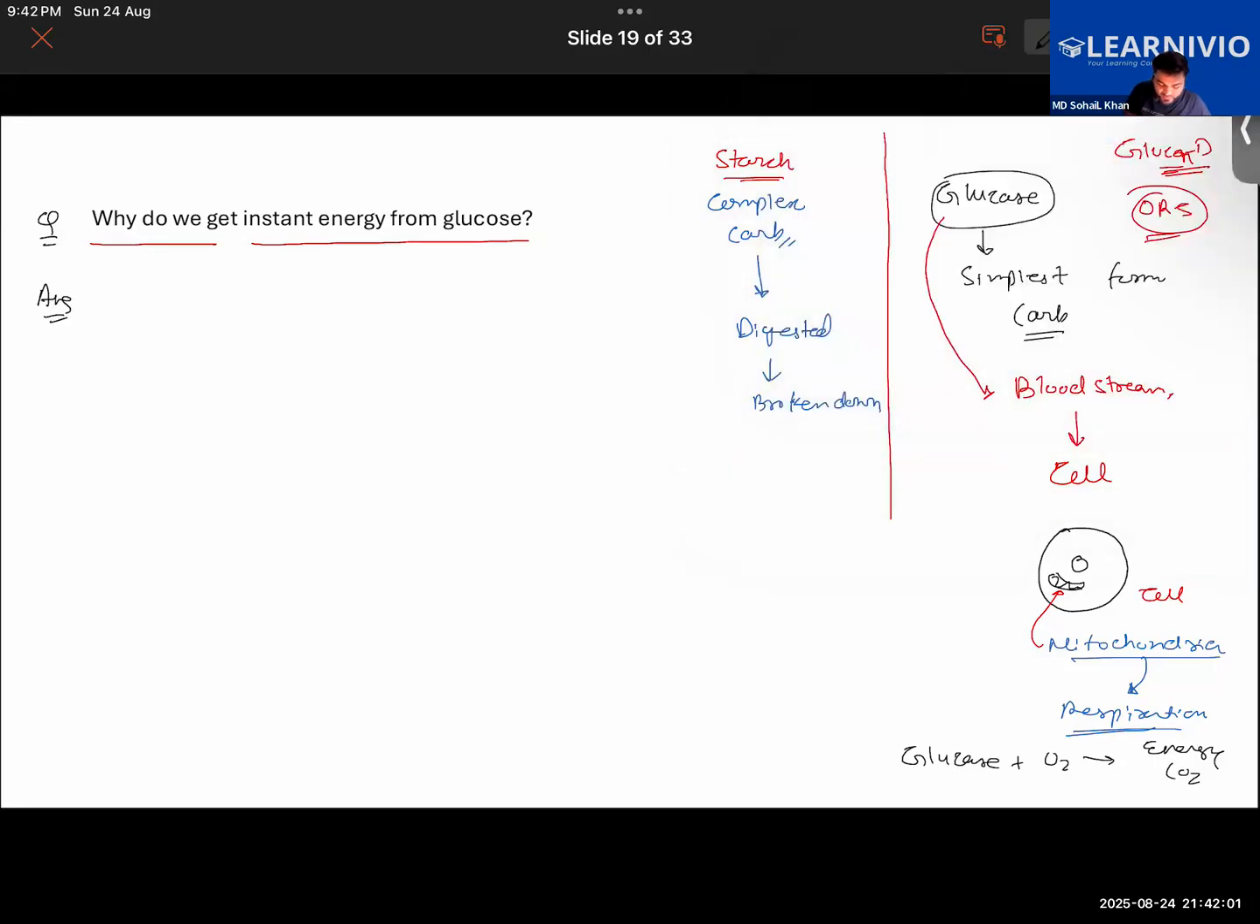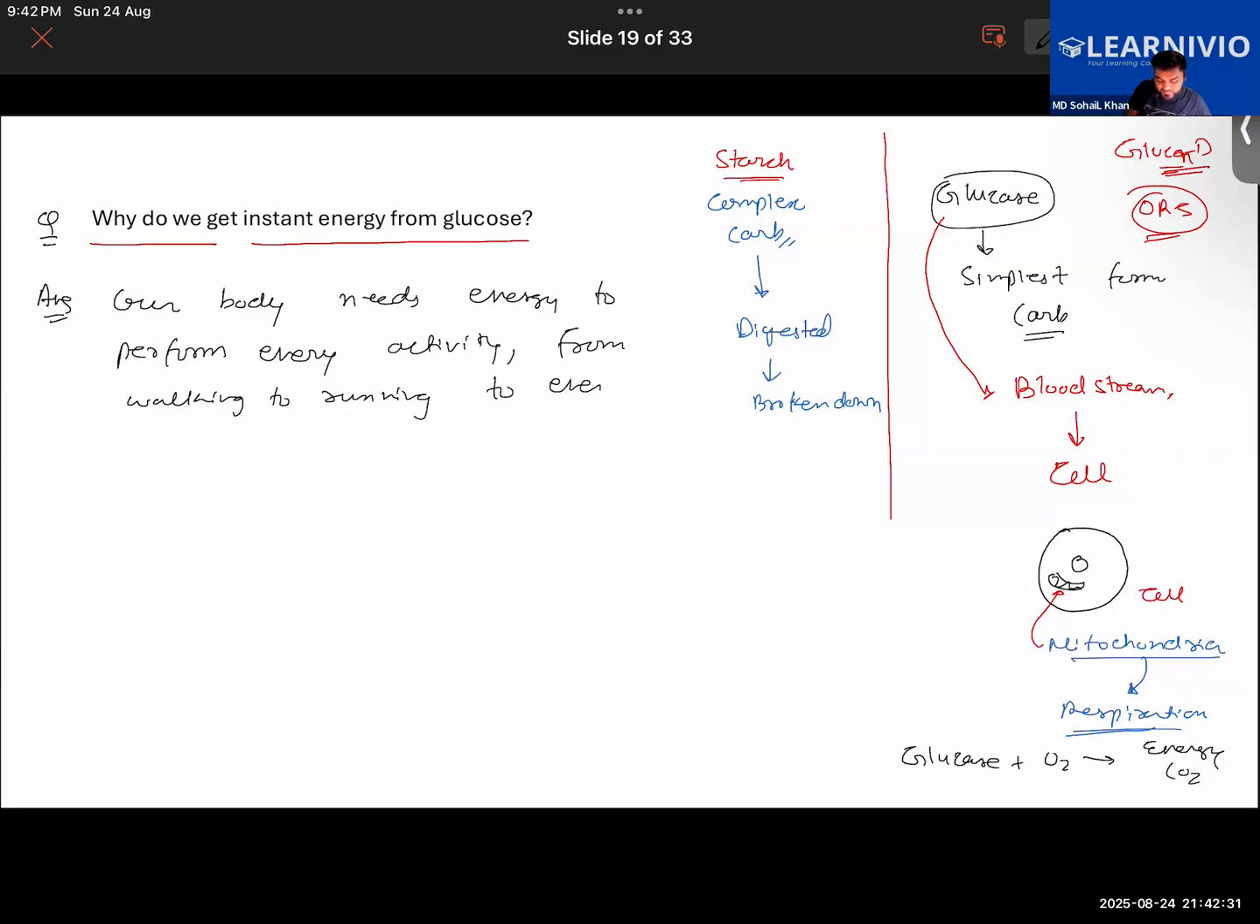Then we will write down that our body needs energy to perform every activity. We can write from walking to running, running to even breathing. You guys know we don't realize breathing is a continuous activity which we are doing right now.